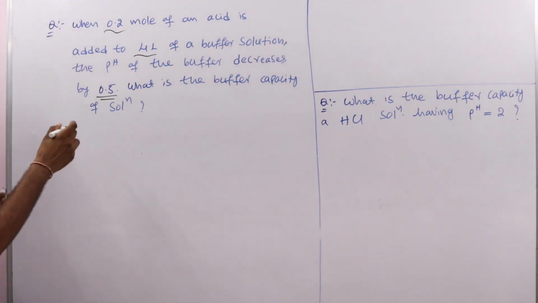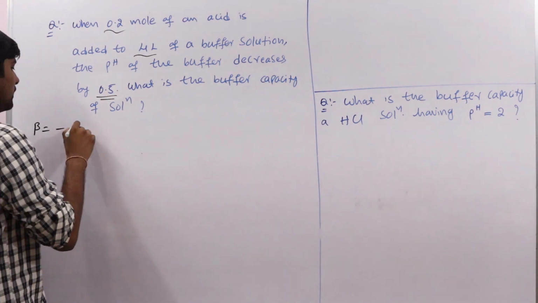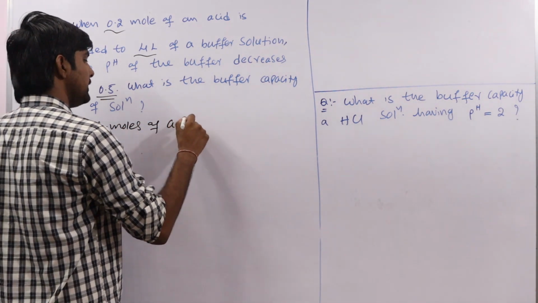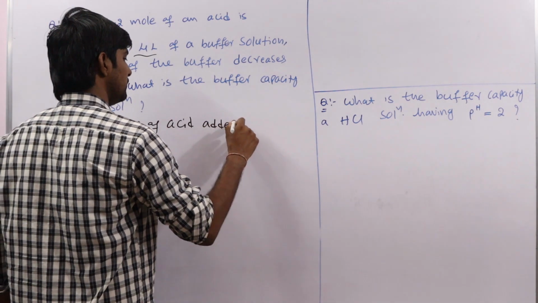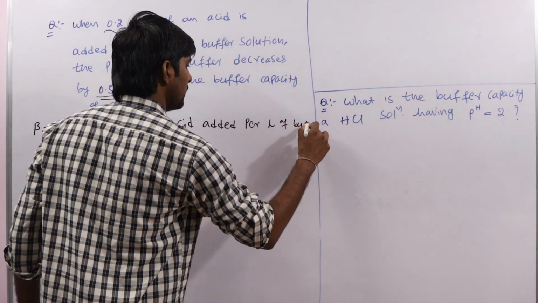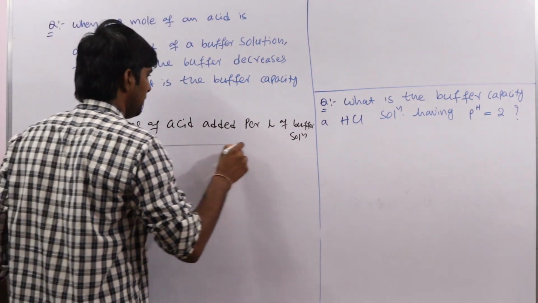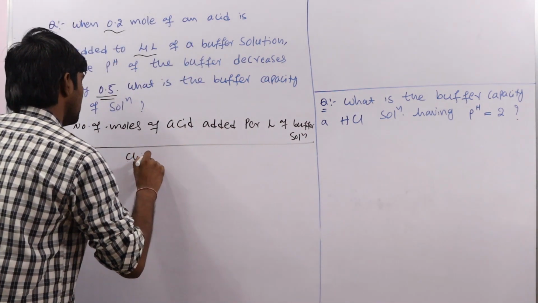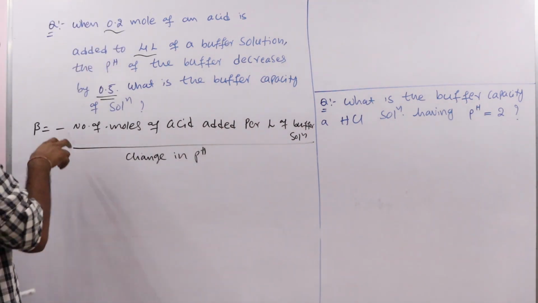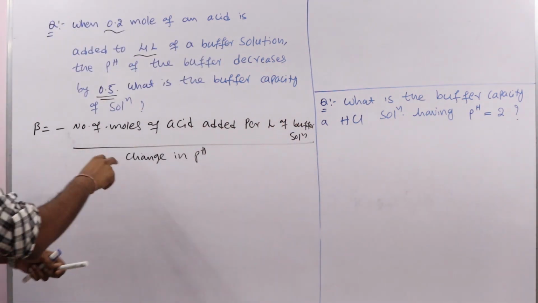What is the formula to calculate buffer capacity? Buffer capacity equal to minus of number of moles of acid added per liter of buffer solution by change in pH. This is the formula.